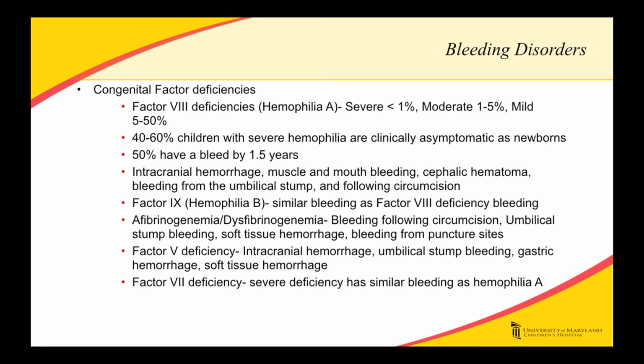You can also have afibrinogenemia or dysfibrinogenemia, which is why you want to include fibrinogen in your screening PT, PTT, and a fibrinogen. You can also have a factor 5 deficiency. These patients bleed very easily. That is, they have a lot more bleeding. They can have gastric hemorrhage, soft tissue hemorrhage. Factor 7, they tend to present like a hemophilia patient.